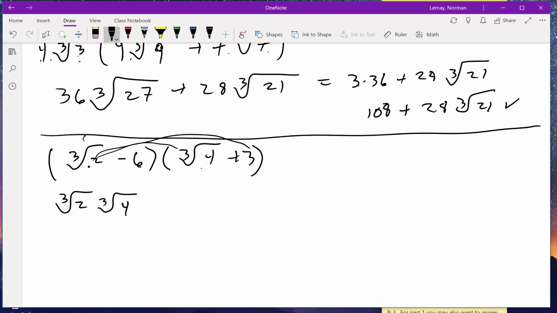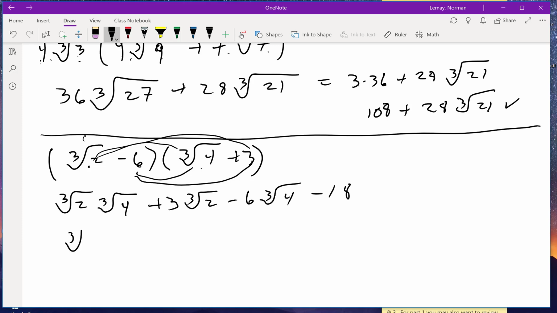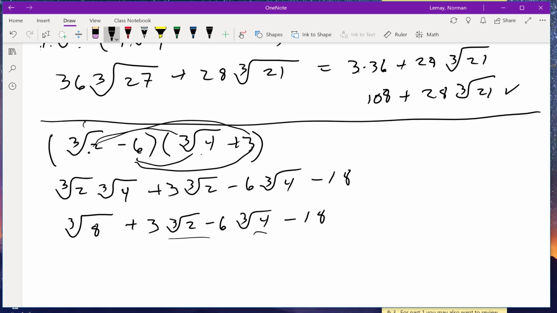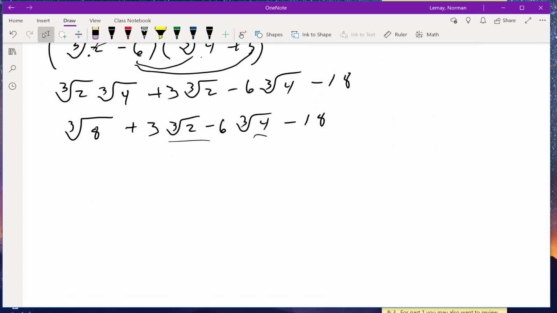So then we take plus 3 cubed root of 2. And then we go minus 6 cubed root of 4. And then minus 18. So this becomes the cubed root of 4 times 2 is 8. Plus 3 cubed root of 2, nothing to do there. 6 cubed root of 4 minus 18. Notice I cannot do anything with those two. Even though they have the same index, they do not have the same radicand.